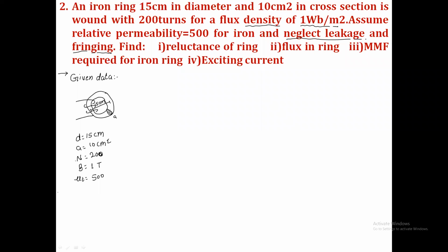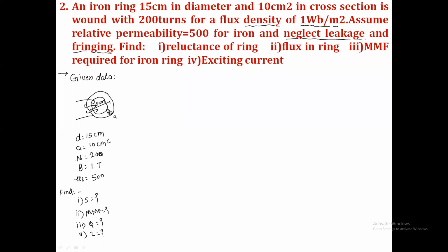So what do we have to find out? Number 1, reluctance of the ring. So here I say S. Number 2, MMF, its formula is N into I. Number 3, MMF required for that iron. Oh, sorry. Number 2 is flux. No problem, I can write it as number 3, MMF, and then the fourth one is the exciting current, I. These things we have to do.